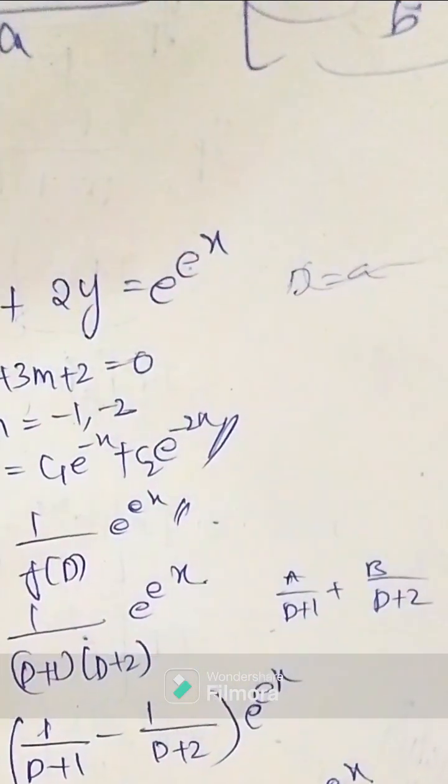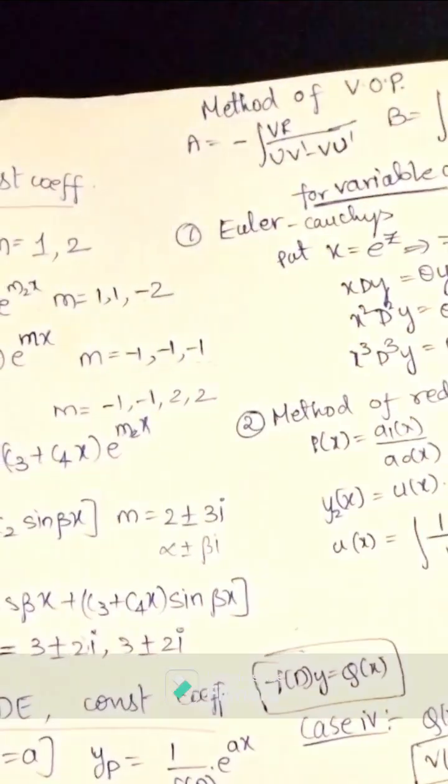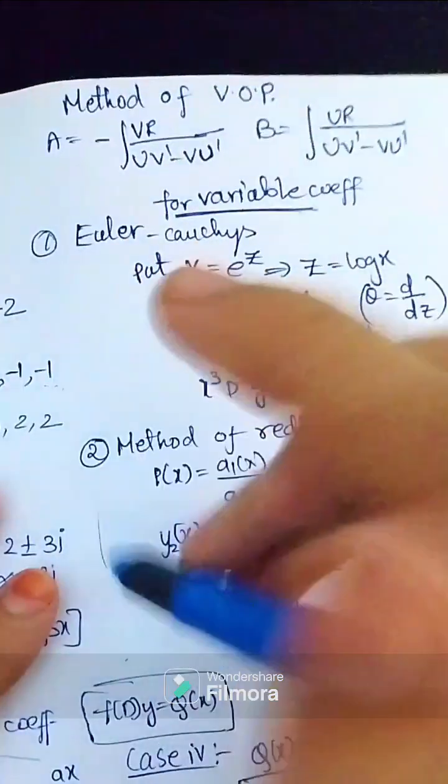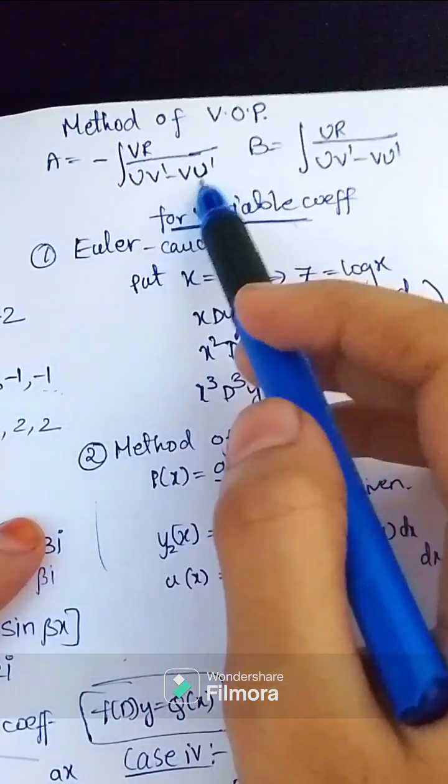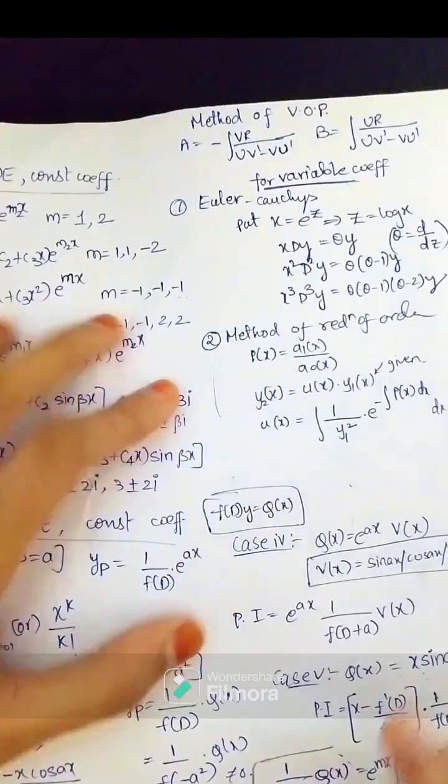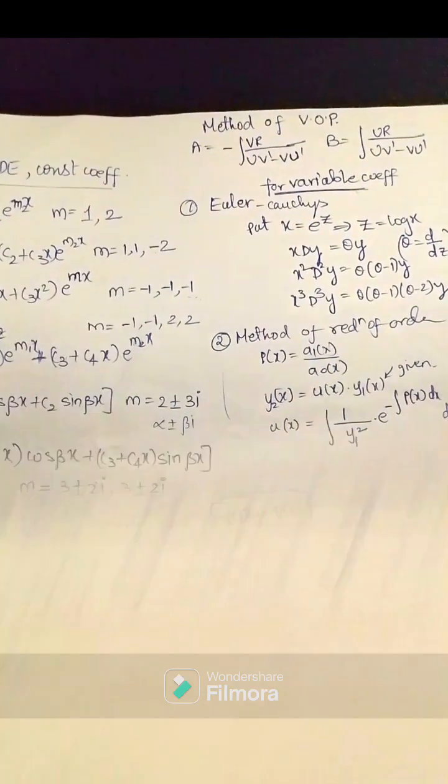Variation of parameters is very easy. You just need to remember two formulas, A and B. For A you have minus VR by UV dash minus VU dash, and B is positive. So if the question is like this, solve by the method of VOP.